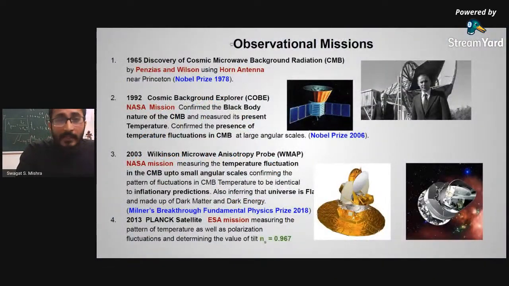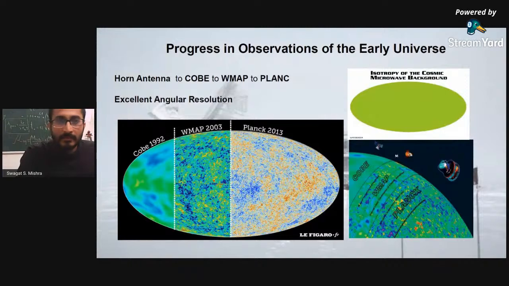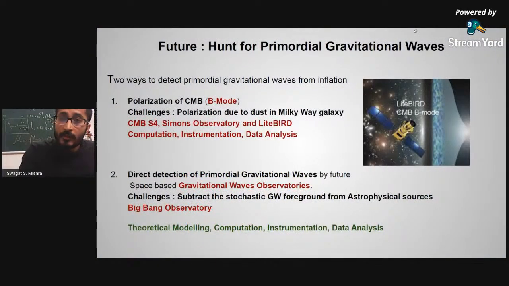There have been many observational missions, right from the discovery of the cosmic microwave background radiation, which was related to a Nobel Prize, all the way through three generations of cosmic microwave detectors to Planck. We are very sure that all the density fluctuation predictions have been tested. This is the progress, from some hazy detection to a very solid detection. But the next prediction is gravitational waves.